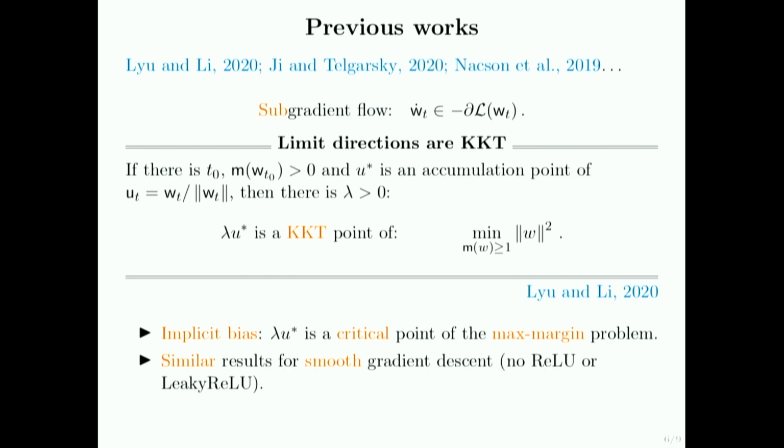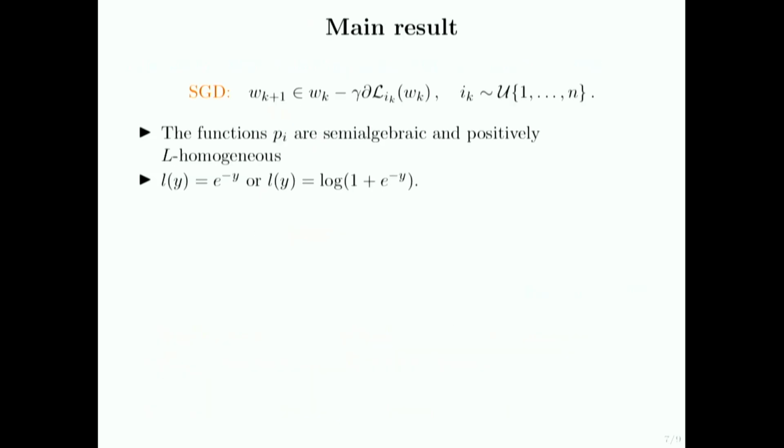But smooth gradient descent, it means it's an algorithm, but it means that you cannot have ReLU or linear ReLU. And they don't have stochasticity. So the goal of our paper was to generalize these results to stochastic subgradient descent, so stochastic and non-smooth. So this is the algorithm that we are looking at, and the assumptions are more or less the same.